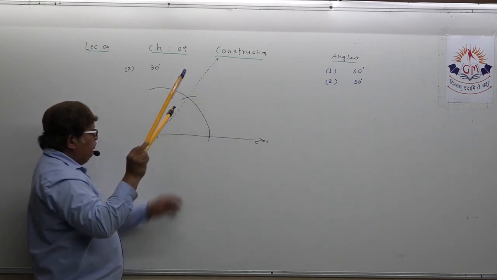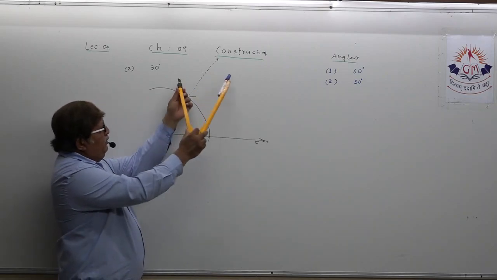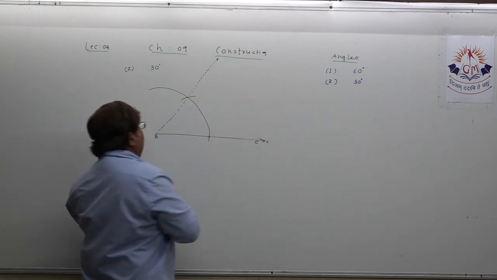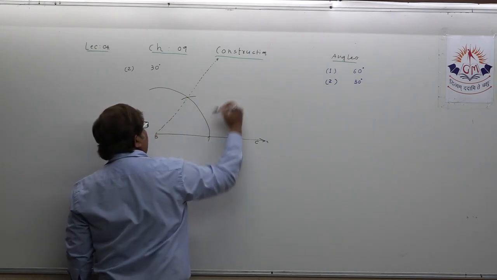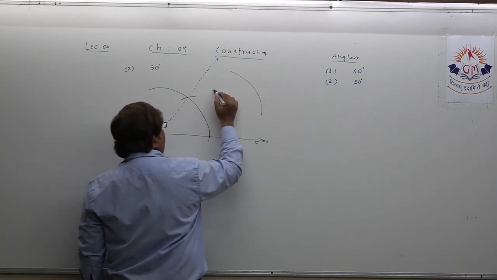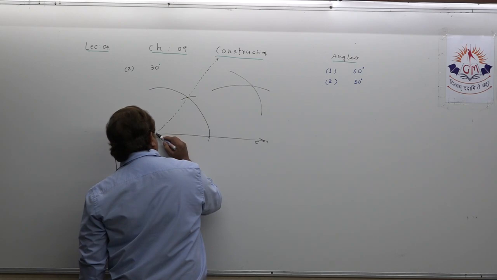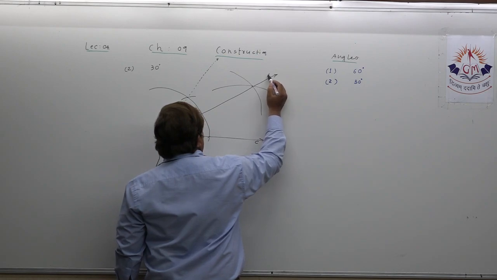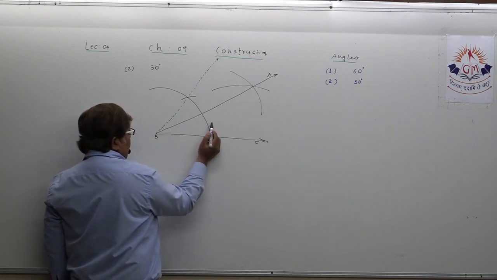Both the two arcs to be taken, one from here and another from here, will intersect at some point in the interior of this angle. Suppose one arc I have drawn from here, and both the arcs are intersecting at this point. Now you just extend, and say it A. So this angle ABC is 30 degrees.